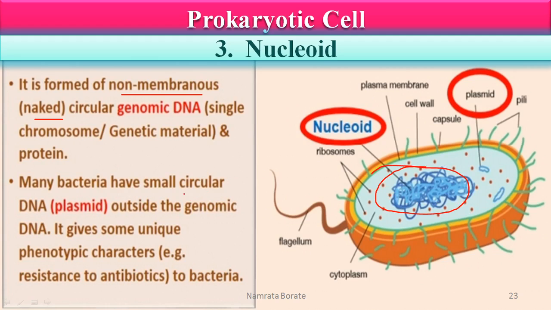Many bacteria have a small circular DNA. This small circular DNA is called a plasmid. The plasmid is a circular double-stranded DNA molecule having the ability of self-replication. The plasmid lies outside the genomic DNA. This one is the genomic DNA, and outside of the genomic DNA there is a circular double-stranded DNA, that is called the plasmid. It gives the bacteria some unique phenotypic characteristics, such as resistance to antibiotics.